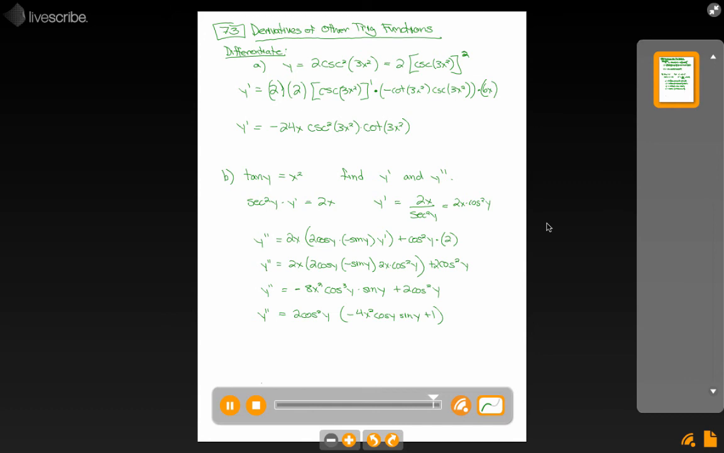So there's derivatives of other trig functions. We'll use them in the next examples to do slopes of tangent lines or concavity or asymptote, do various questions that will jump off of that.